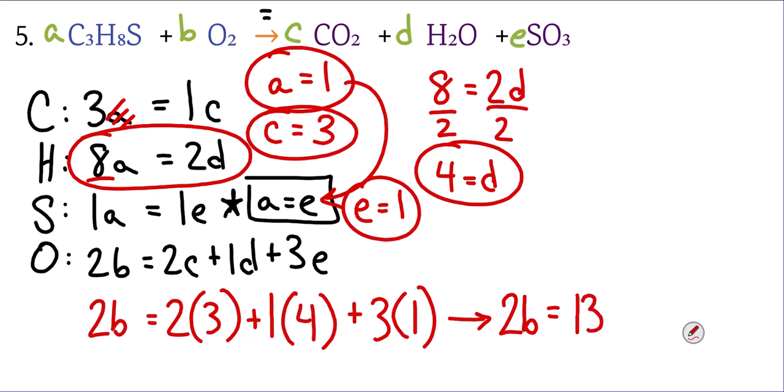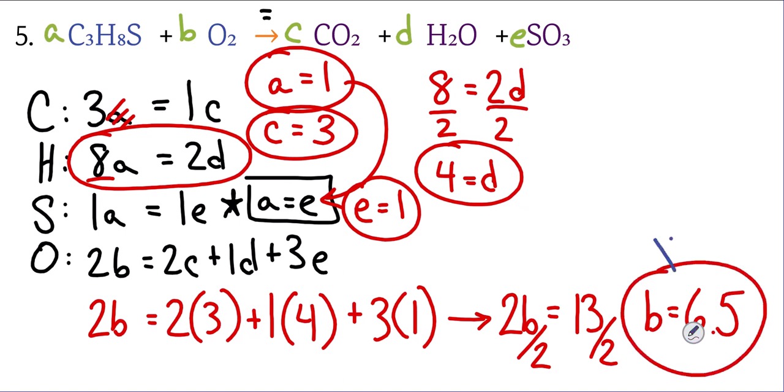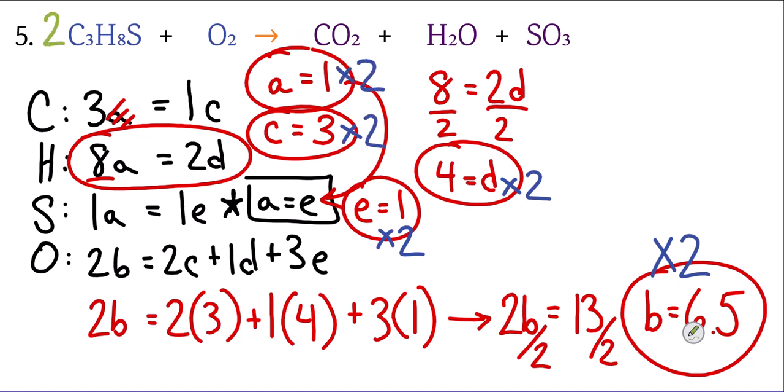There are only 2 rules to balancing. Make sure you have the same number of each atom type on each side of the reaction, and make sure that it is the simplest whole number ratio. Halves cannot be used. So, keep the ratio identical by doubling everything, and your half will now be whole. This gives us 2, 13, 6, 8, and 2. Notice A and E are still equal.